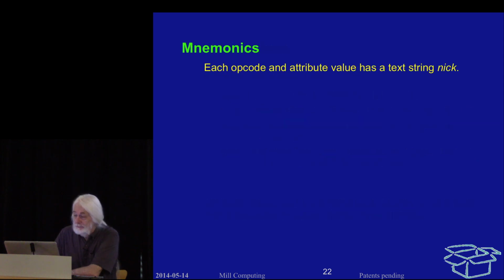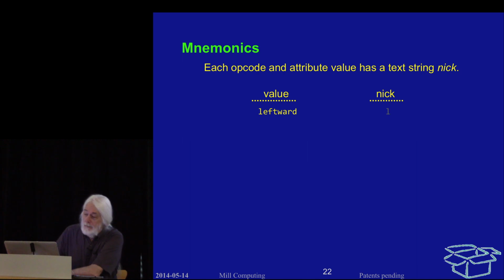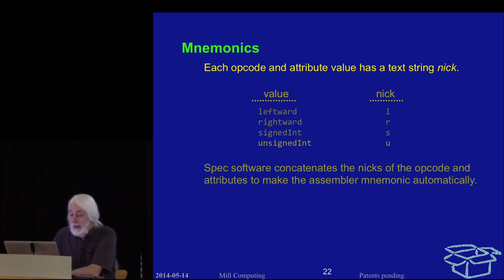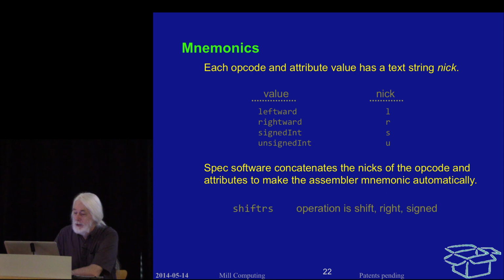The mnemonics themselves, each attribute and the core opcode has a text string affiliated with it called its nick, short for nickname. Thus, the attribute value leftward has a nick of L. Rightward, naturally enough, is R. Signed is naturally S. Unsigned, naturally U. So what the software does is it concatenates all these nicks in order to create the mnemonic of the final machine operation. So that one, for example, well, the operation is shift, rightward, signed.